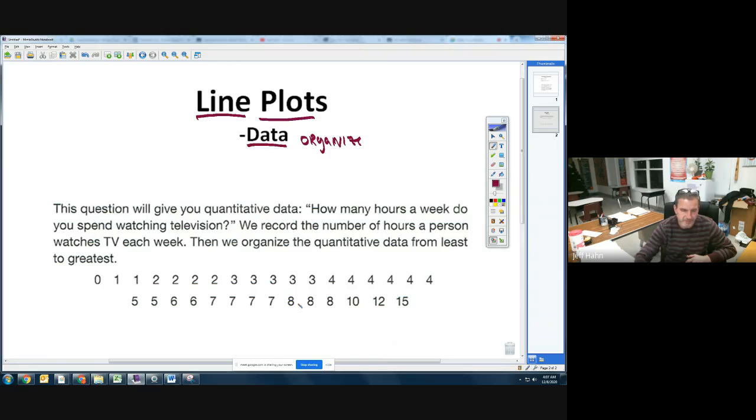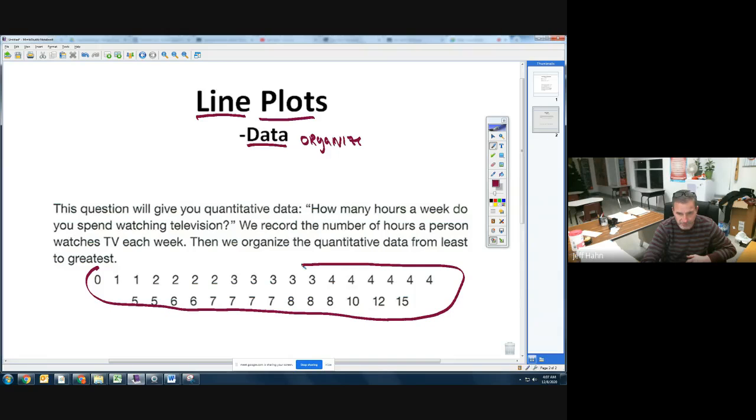This is quantitative because it asked how much. And as you look at these numbers here, they really don't mean a whole lot because they're not necessarily organized. Actually, they're organized a little bit because somebody did put them in order from least to greatest, but they're not super organized. And that's what a line plot is going to do for you.